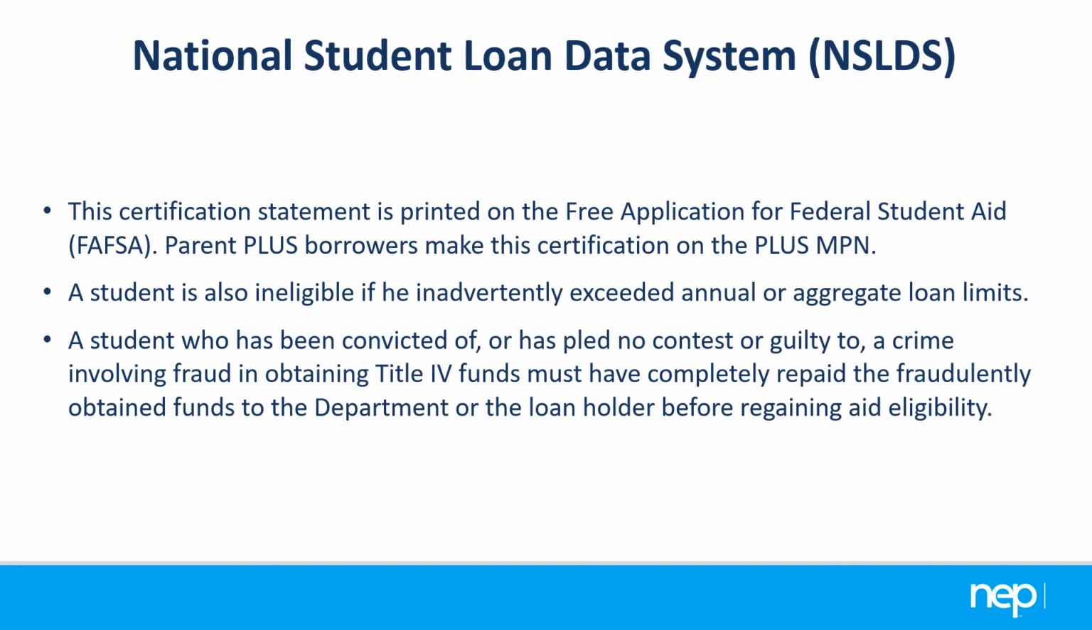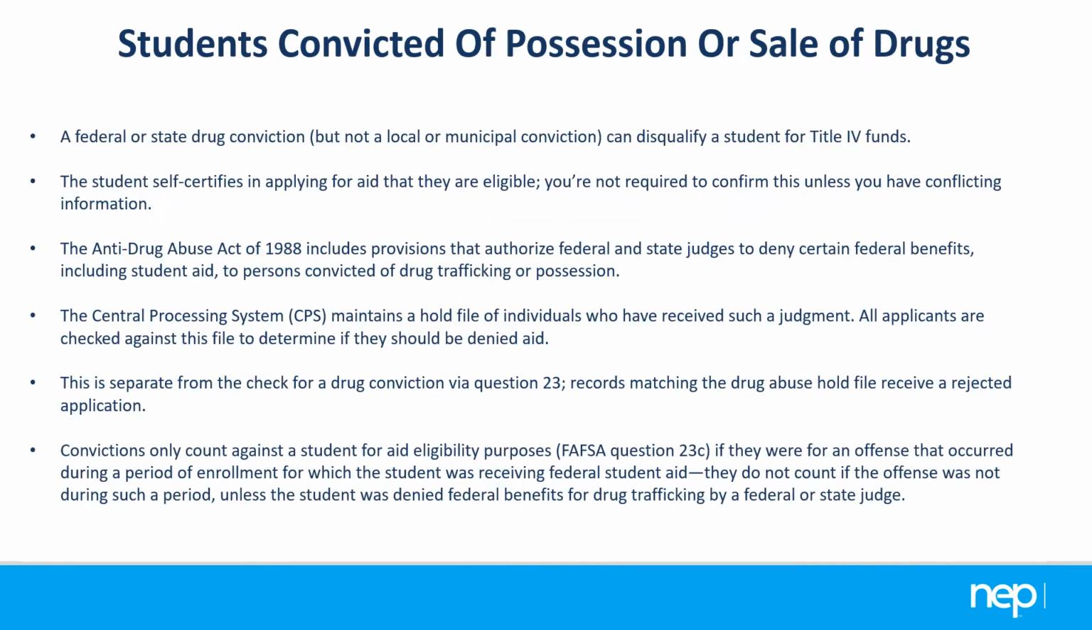A student is ineligible if he inadvertently exceeded annual or aggregate loan limits. A student who has been convicted of or has pled no contest or guilty to a crime involving fraud in obtaining Title IV funds must have completely repaid the fraudulently obtained funds to the department or the loan holder before regaining eligibility. A federal or state drug conviction can disqualify a student of Title IV funds.